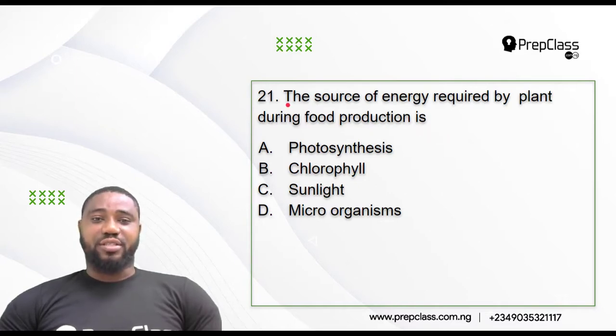Okay, 21 says, the source of energy required by plants during food production is, this is a very simple question. Is it photosynthesis? Is it chlorophyll? Is it sunlight? Is it microorganisms? Do not be so fast to go and click photosynthesis, because you know that photosynthesis is the process by which plants manufacture food. But they're asking the source of energy, not the process by which plants manufacture food. They're asking you the source of what energy.